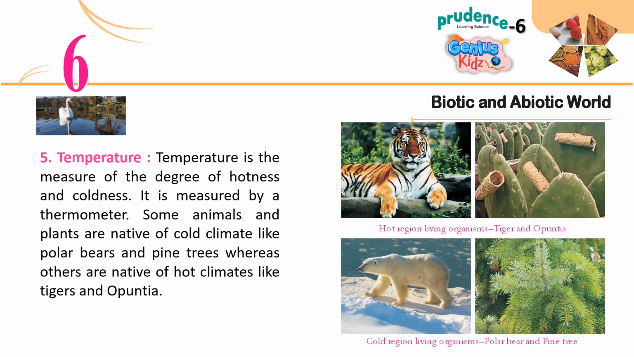5. Temperature. Temperature is the measure of the degree of hotness and coldness. It is measured by a thermometer. Some animals and plants are native of cold climates like polar bears and pine trees, whereas others are native of hot climates like tigers and open shear.